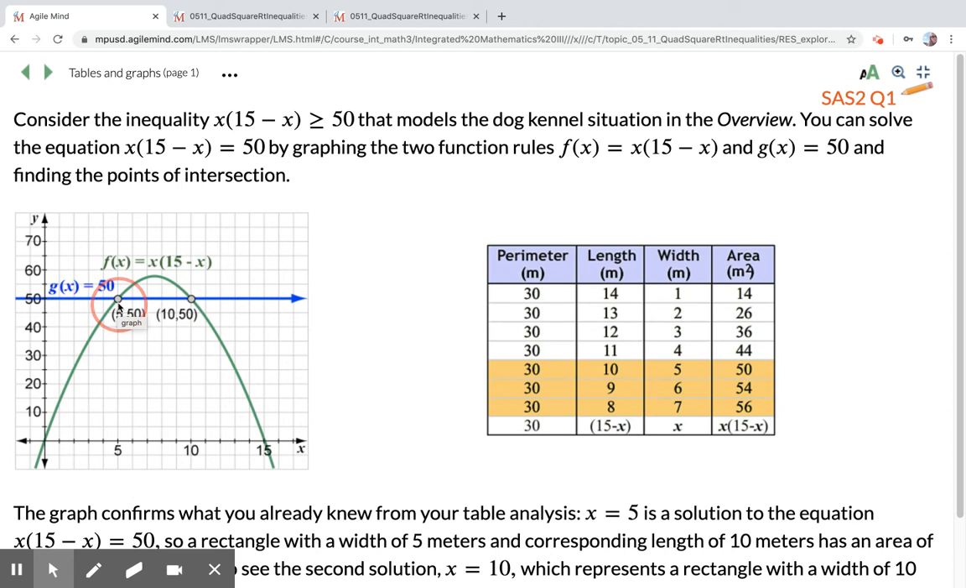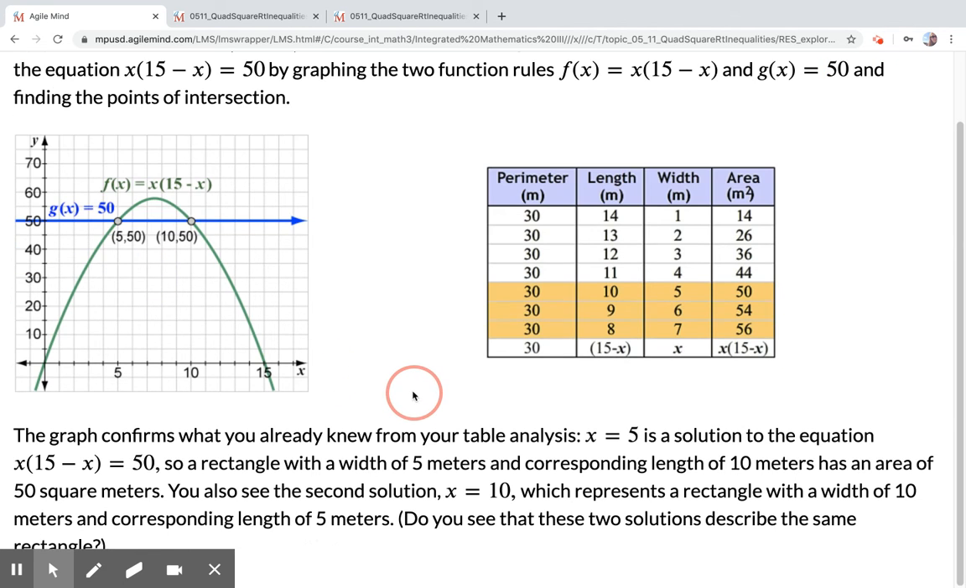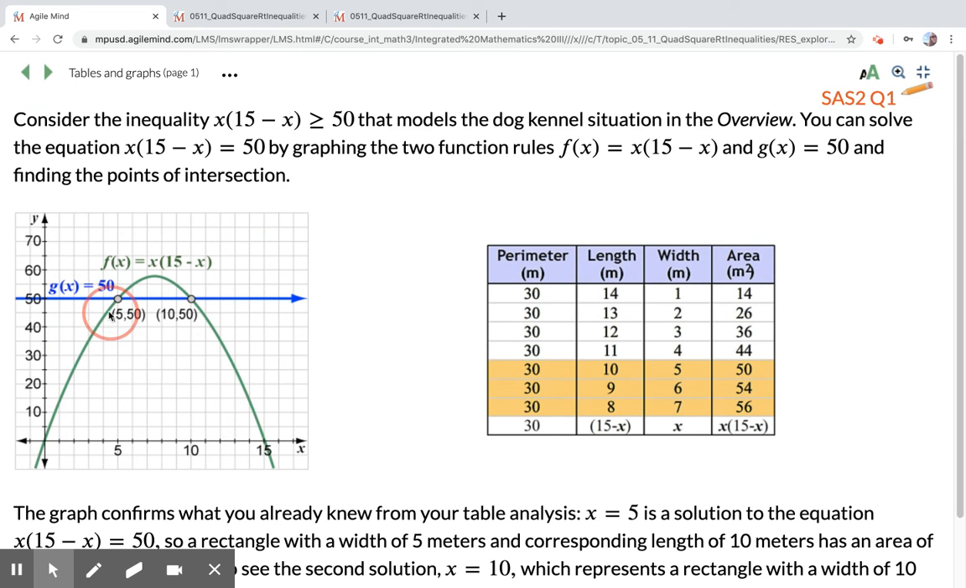Hopefully you noticed they're actually kind of the same rectangle. They both give an area of 50. The one is a 5 by 10 rectangle and the other is a 10 by 5 rectangle. So they're actually the same rectangle, just one got flipped over onto its side. So you actually have the same rectangle, whether you plug in a 5 or whether you plug in a 10. A rectangle with a width of 5 gives me a length of 10 and an area of 50. But a rectangle with a width of 10 gives me a length of 5 and thus gives me the exact same rectangle.